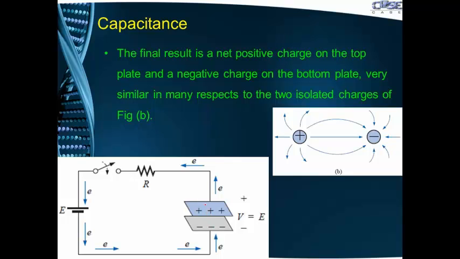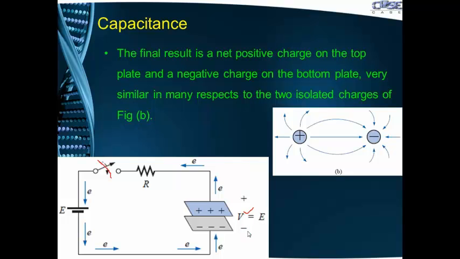When this capacitor is charged, that is, this plate has a positive charge and this plate has a negative charge, and if the battery is removed, that is, the switch is opened, then this charge would stay on these two plates, and there would not be any current flowing between the plates. This becomes a source of potential.